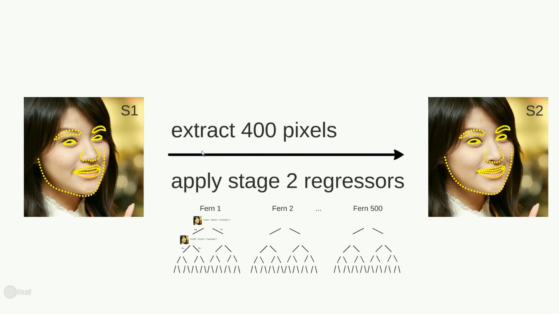And all the different stages, the mechanism are basically the same. So as we dive into how exactly one stage is performed, we will take stage 2 as an example. Now first, the 400 pixels are extracted, and then the regressors are applied using the information from the pixels. So how are the 400 pixels extracted?